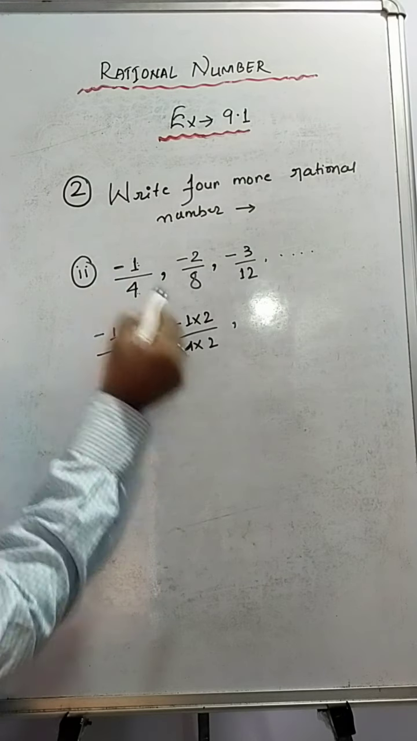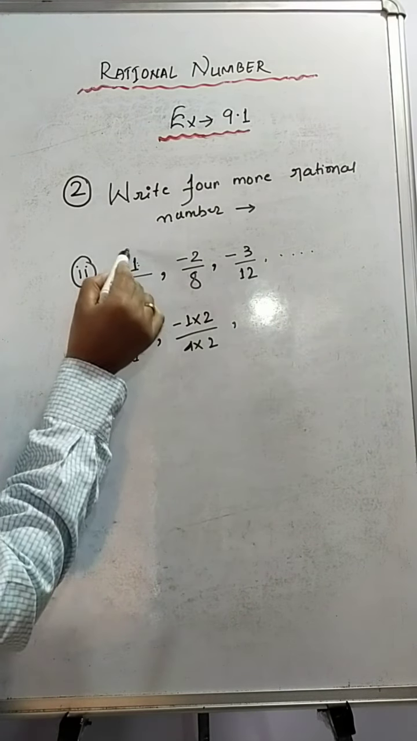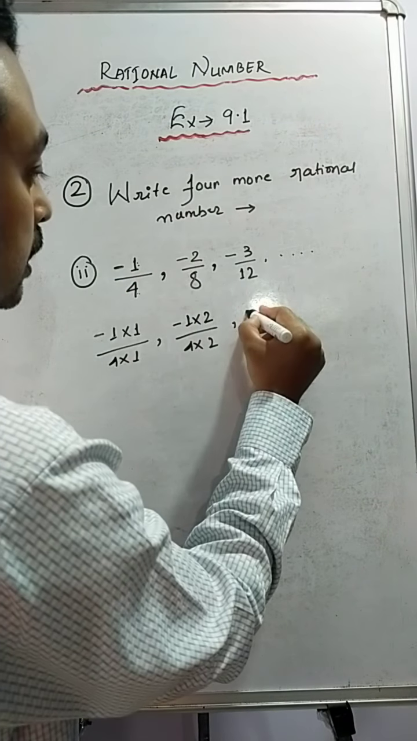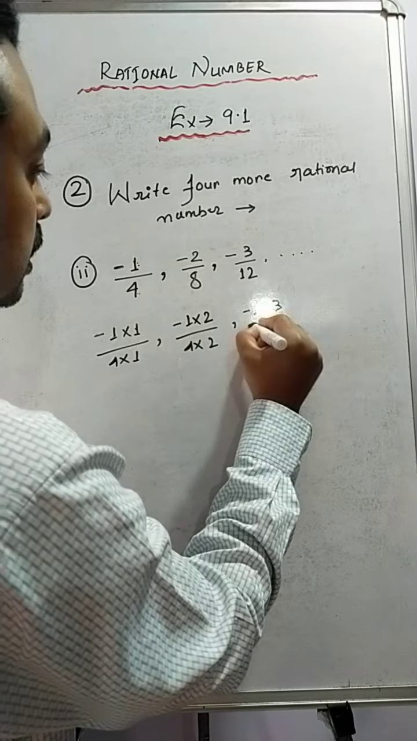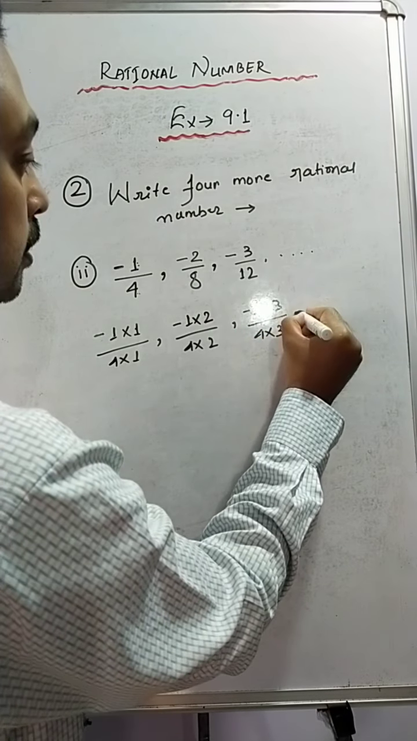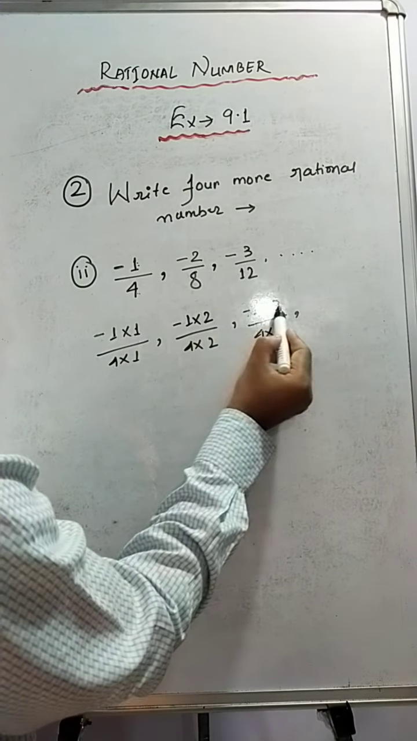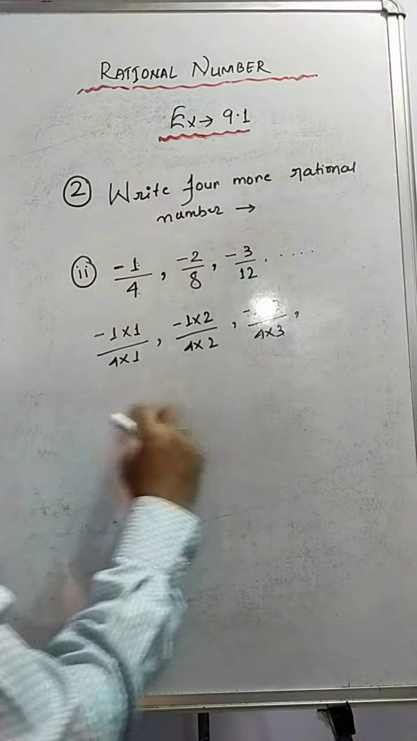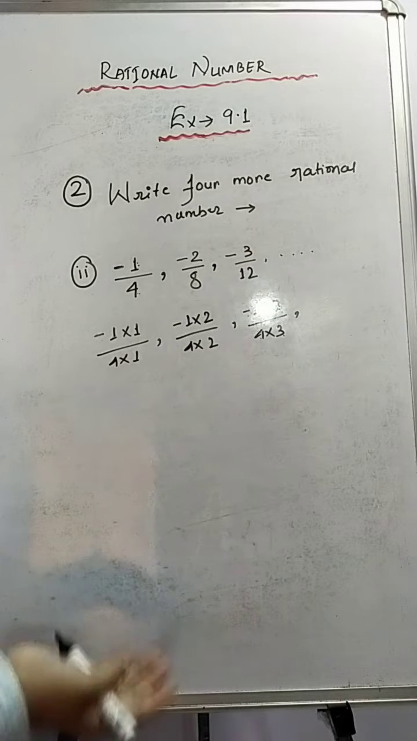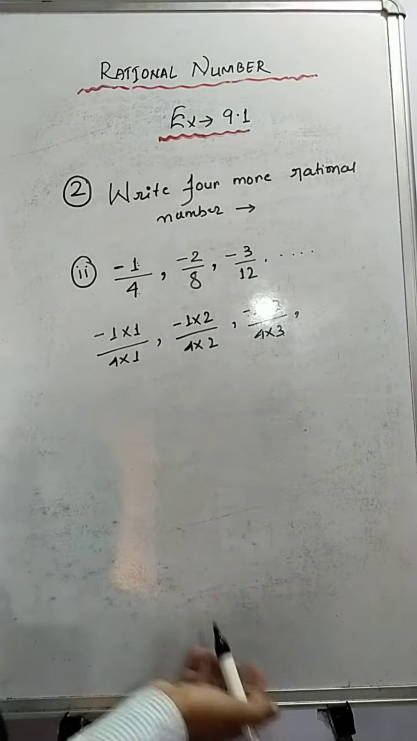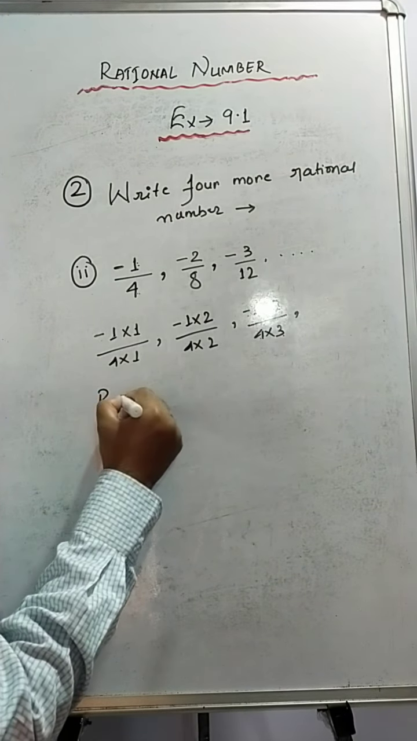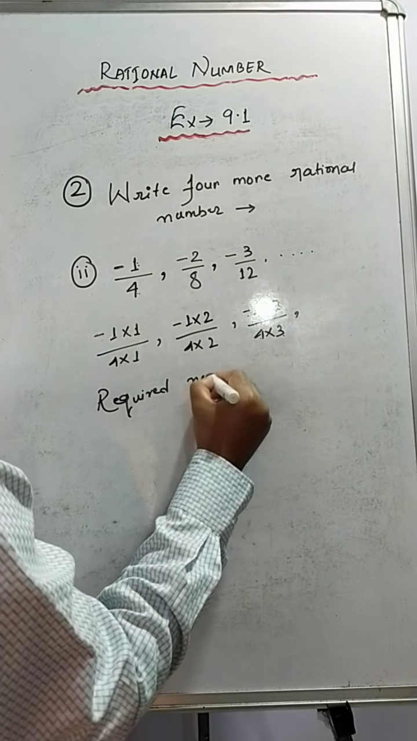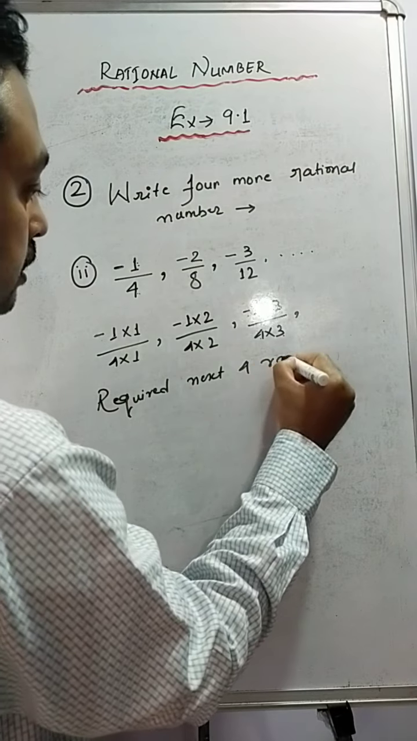See, so the third rational number, how will we get it? We have to multiply this rational number with 3 to both the numerator and the denominator. That is minus 1 into 3 upon 4 into 3. Okay, that means minus 1 into 3 is minus 3. 4 into 3 is 12. Now the rest 4 rational numbers. Now the next 4 rational numbers we have to write. So you will write the required next 4 rational numbers.